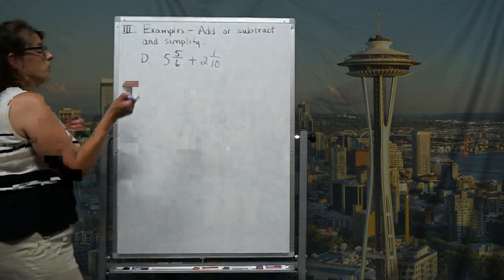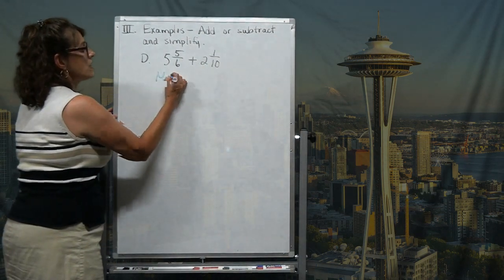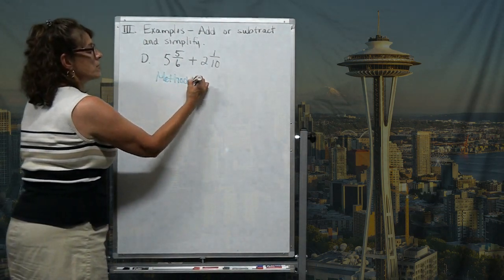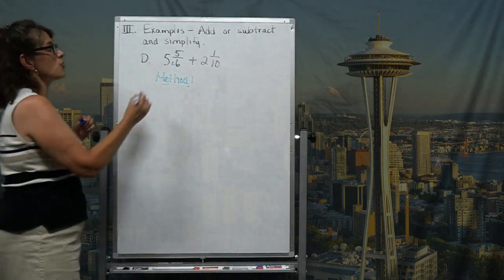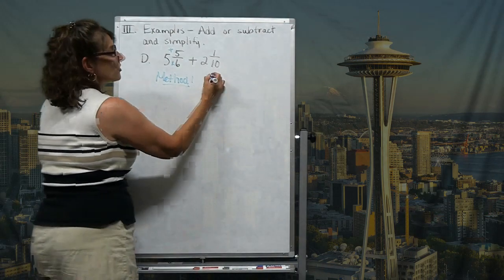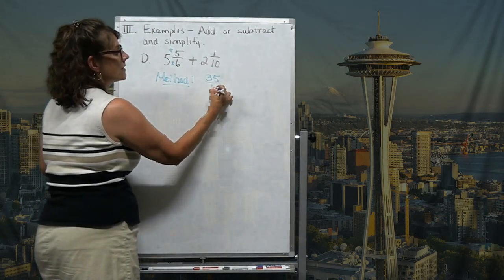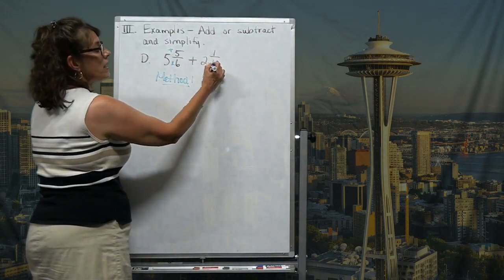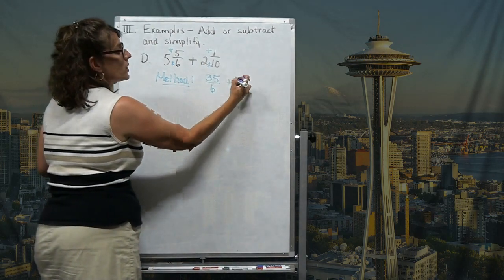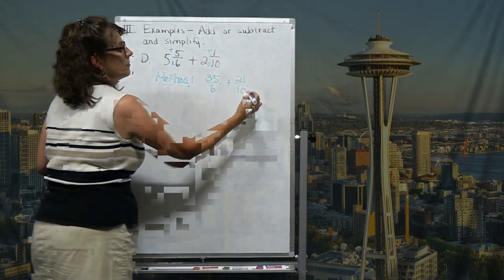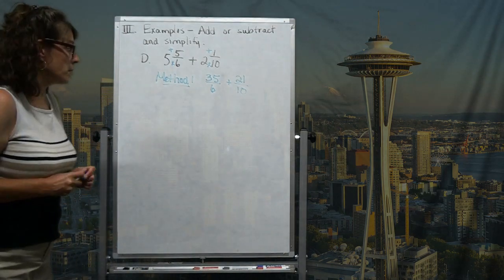So if I'm going to work with method 1 that says, let's go ahead and just convert them to impropers, then that means I'm going to multiply here. 5 times 6 is 30, plus the 5 is 35/6. And I'm going to multiply here. 2 times 10 is 20, plus the 1 is 21. And now I need to get a common denominator.